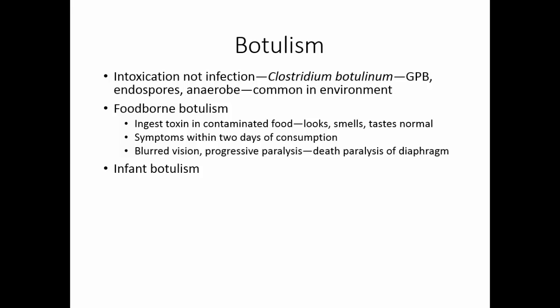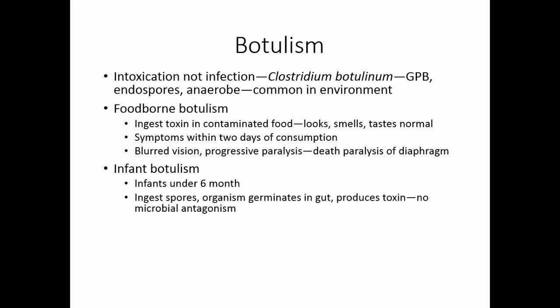Infant botulism is typically seen in infants under 6 months of age. Here, the infant has ingested the spores in some sort of food. The organism germinates in the intestine and produces toxin. This organism becomes a major player in their intestinal flora because they don't yet have all of the gastrointestinal flora they will have as adults. There's no microbial antagonism to keep this organism at minimal numbers.